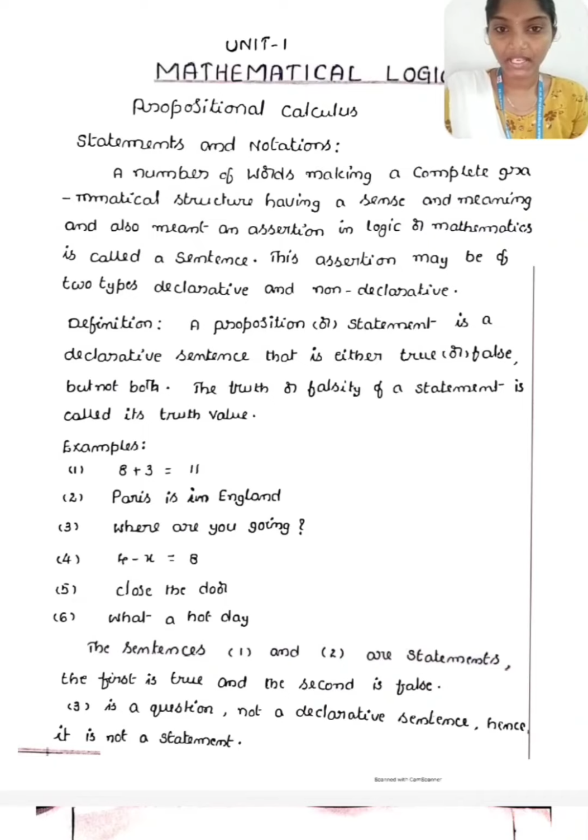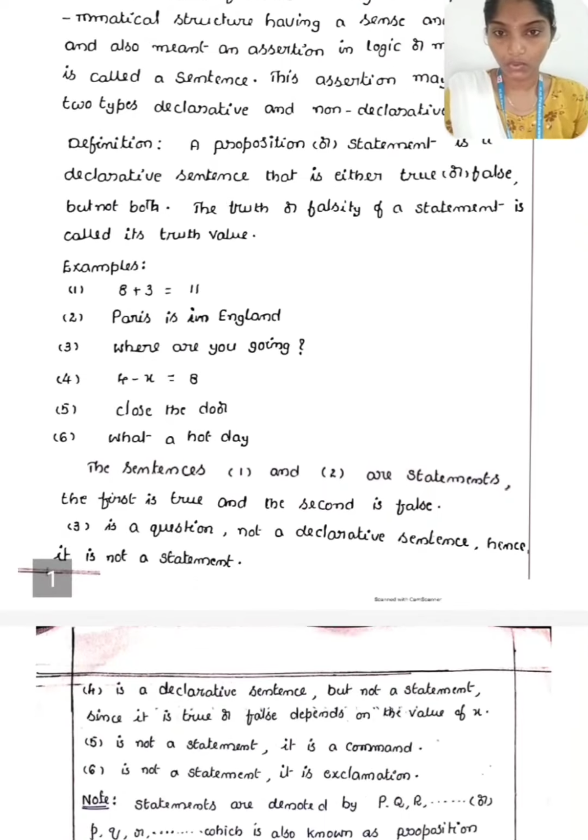Definition of mathematical logic: a proposition or statement is a declarative sentence that is either true or false, but not both. The true or false of the sentences is called its truth value. Example: 8 plus 3 is equal to 11.